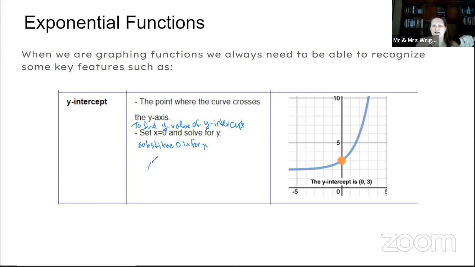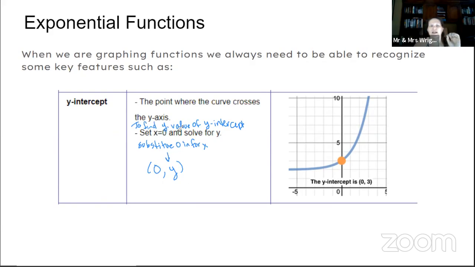Because remember, our y-intercept is always in the format of x and y, right? It's an ordered pair. And then our x value, when you have a y-intercept, is always going to be 0. And so if you have an equation instead of a graph, you're going to plug the 0 in to substitute for x. Anywhere you see an x, you're going to put in a 0 and then solve for y. And whatever that number is, that's going to go right there.